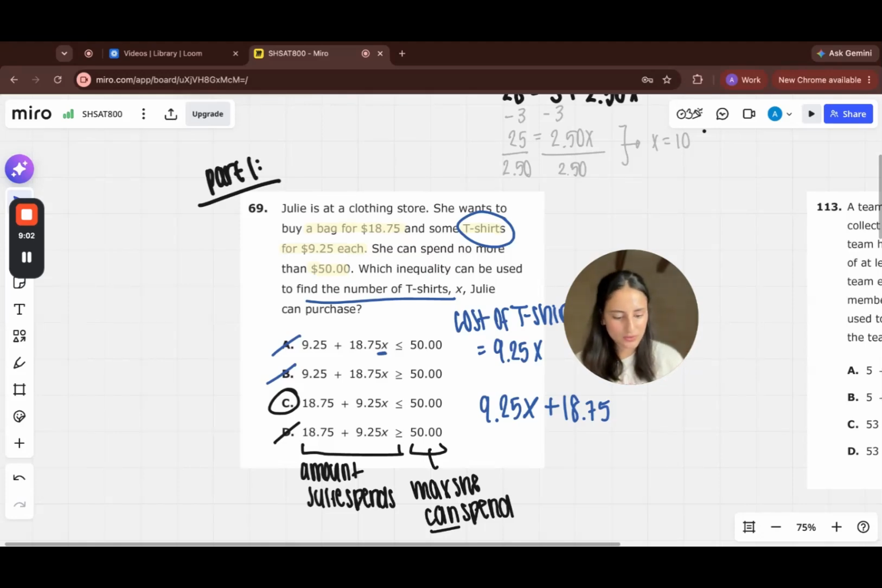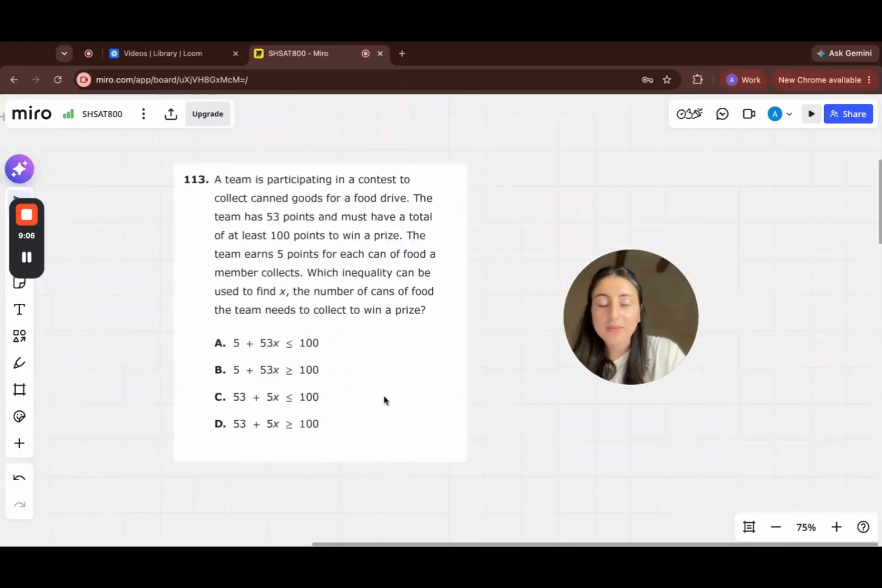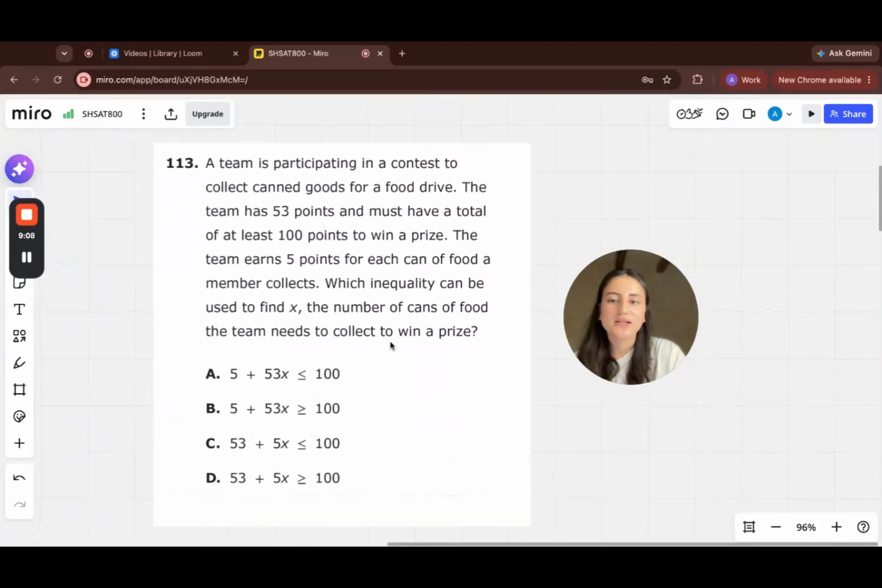Okay, let's keep rolling along here. So question 113. Keep in mind that I also will send a list of where I sourced all these practice questions from. So if you want to revisit that exact practice test, you can go ahead and do so.